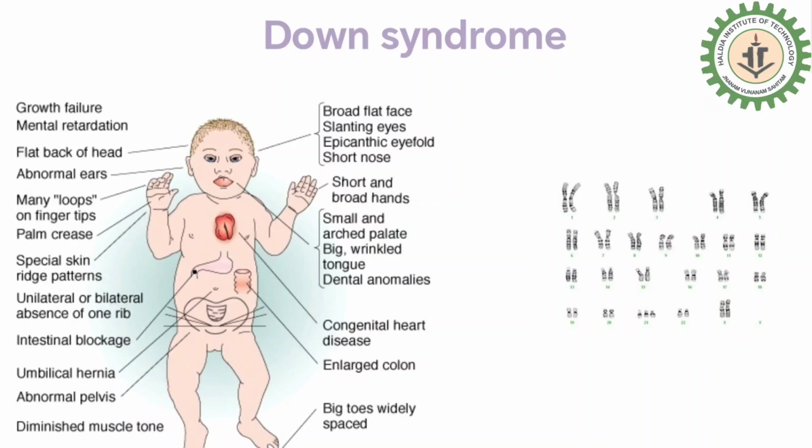Next one is Down syndrome, again named after the discoverer, and it is also called trisomy 21, as one extra member of chromosome 21 is present here. These children face severe problems related to their structure, growth, and development. They also suffer from mental retardation, and generally their lifespan is much lower compared to normal human beings.